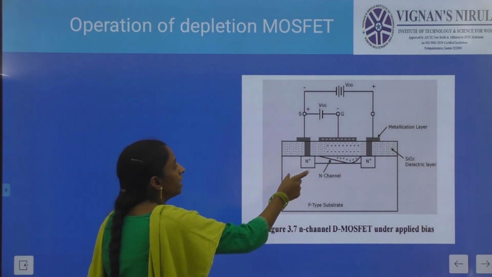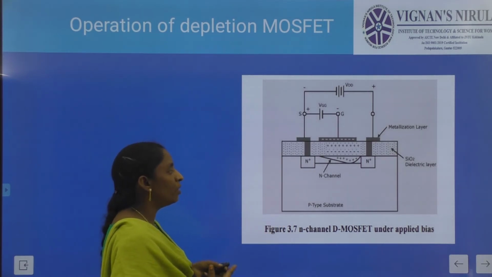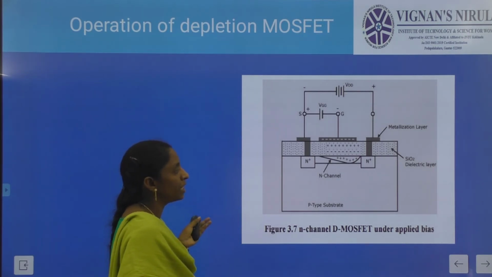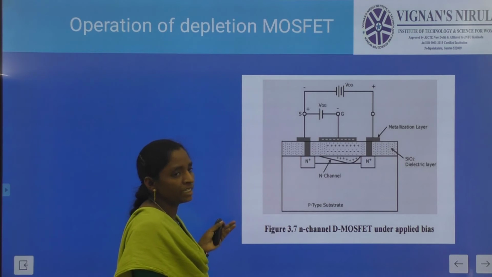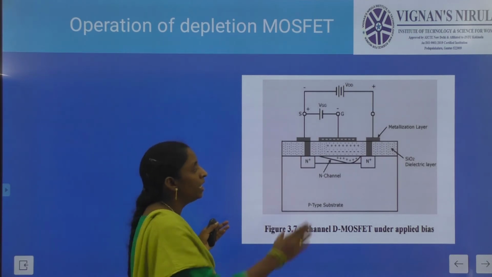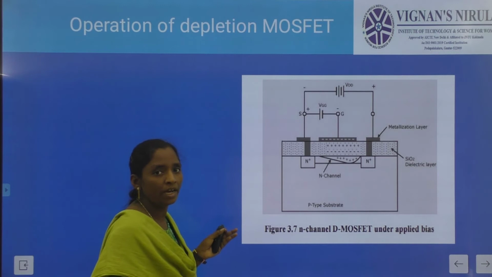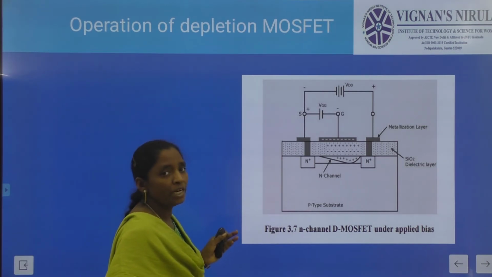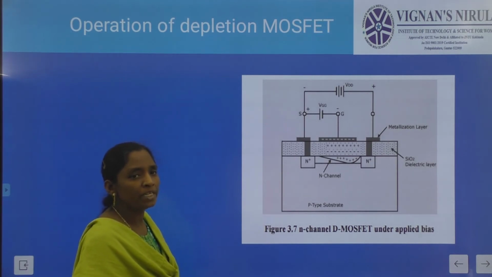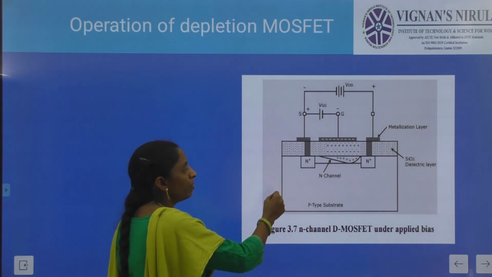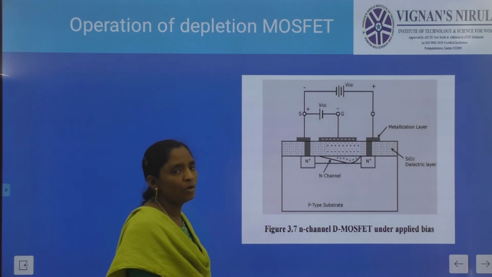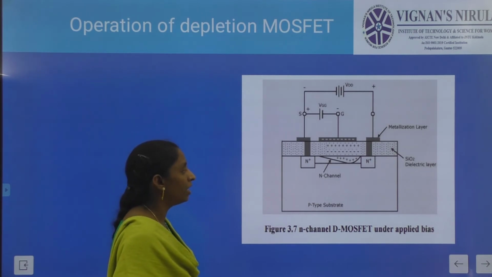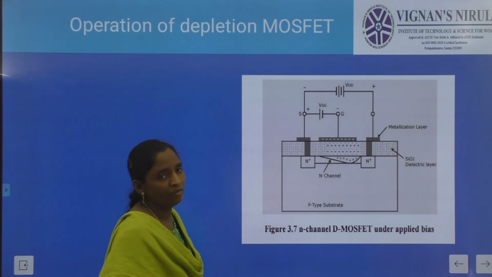So here the channel looks like a wedge shape, because at the source side the depletion region width is less due to forward bias. At the drain side the channel width is less and the depletion region width is high due to reverse bias. Okay, we know in reverse bias the depletion region width is high and in forward bias the depletion region width is low. So if you observe the shape of the channel, it looks like a wedge shape.